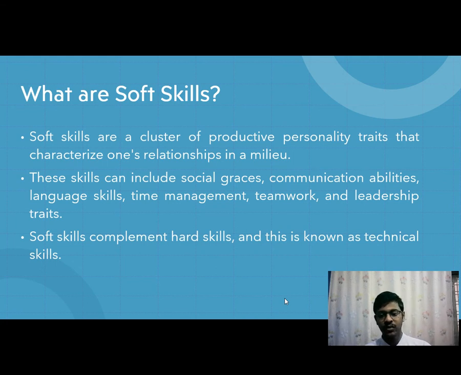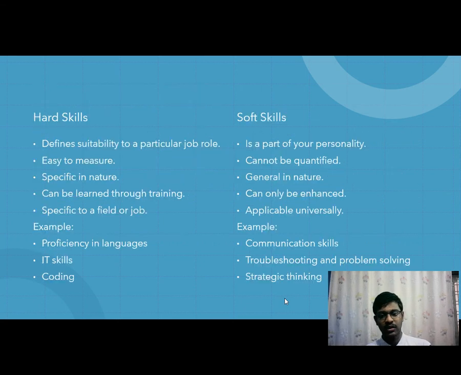So let's keep moving. Let's see what exactly hard skills and soft skills are, and let's understand them.